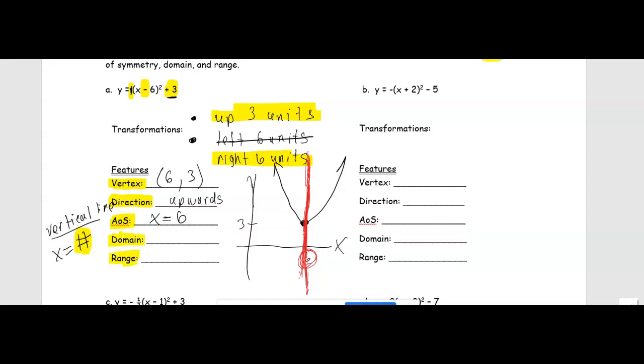These two, I'm going to give you a minute. Do these. You did a lot of this last year. We reviewed it a little bit last chapter, a little bit yesterday. Tell me what you think the domain and range is.